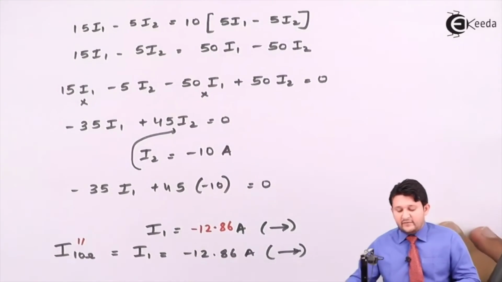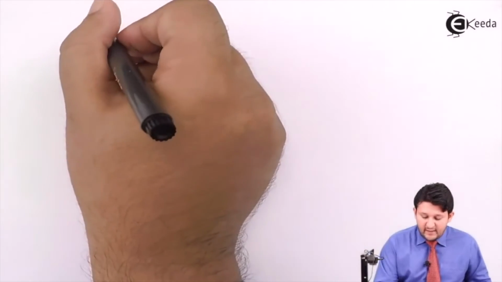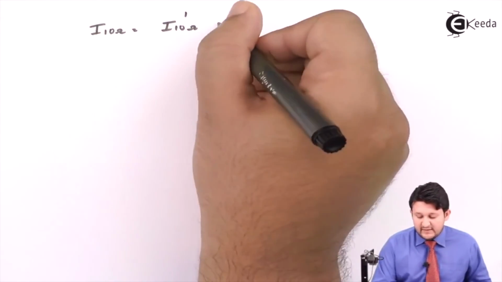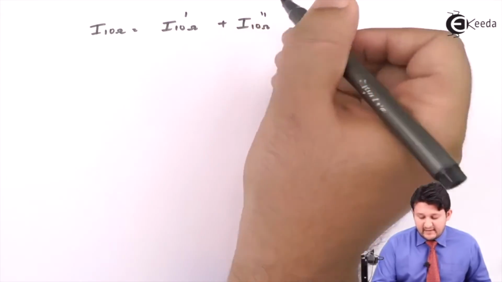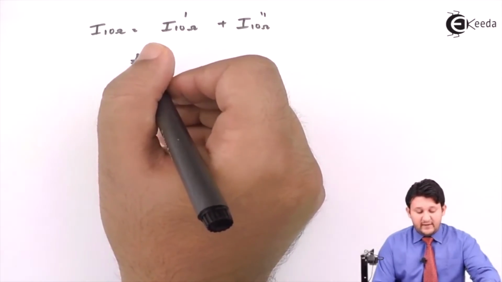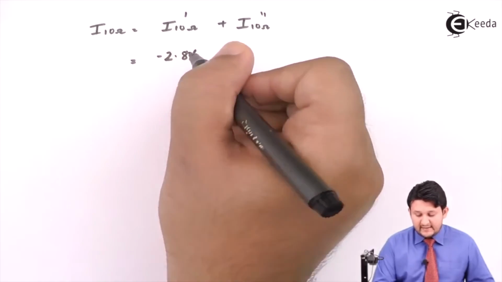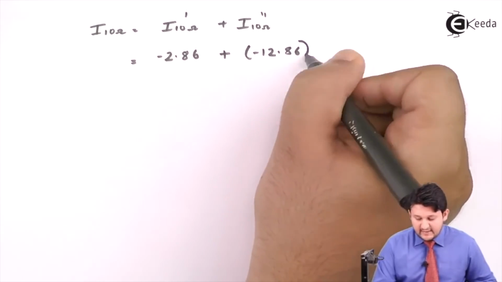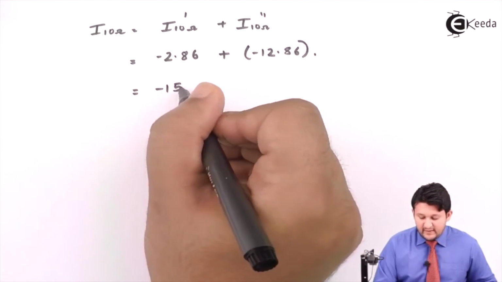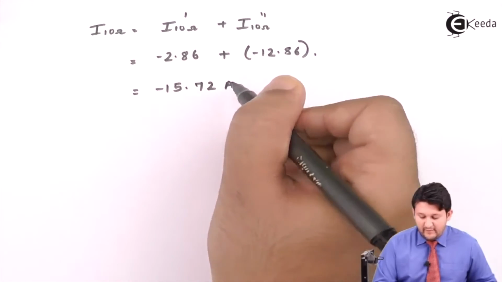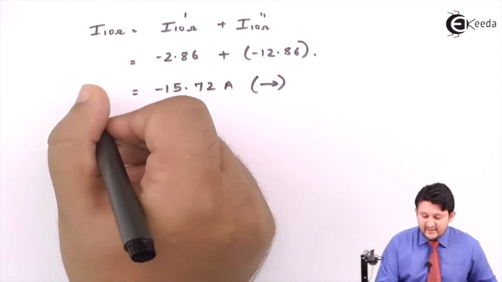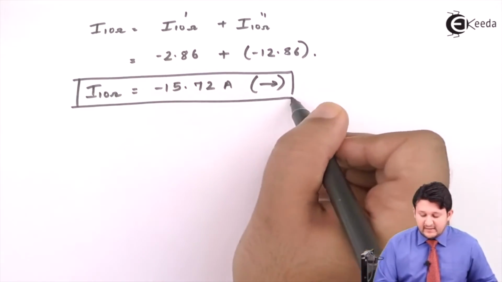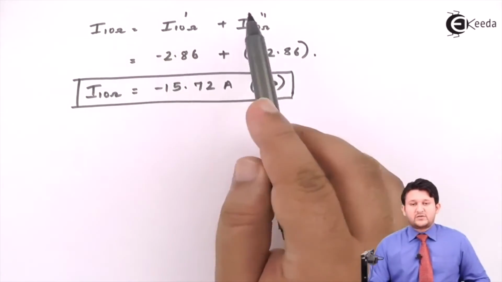So at the end, you have to make the summation of all the cases. That means current across 10 ohms is equal to current in 10 ohms in the first case plus current across 10 ohms in the second case. In the first case, you got minus 2.86 amperes, and in the second case minus 12.86 amperes. After adding, you get minus 15.72 amperes, and both directions were right. That's the reason we added both currents. You cannot add two values having opposite direction.